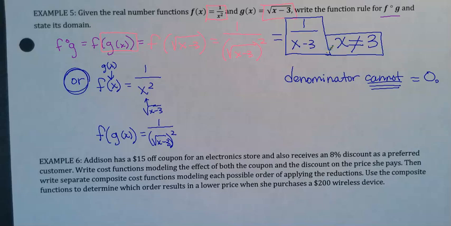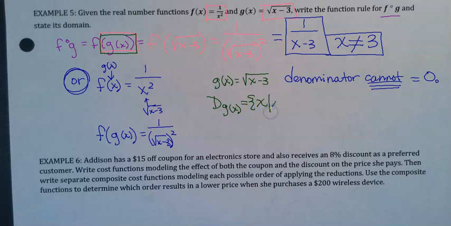Then we have to state its domain. When we're looking for the domain, we need to look at the inner function. This g of x is our inner function. So what's the domain of our inner function? Let's look at the domain of g of x. If g of x equals the square root of x minus 3, what's the domain of that? The domain of g of x is going to be x such that x what? What does x have to be?